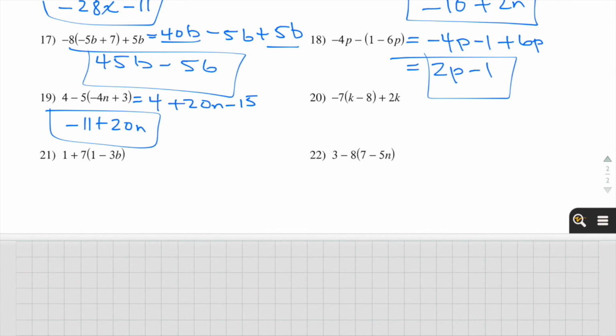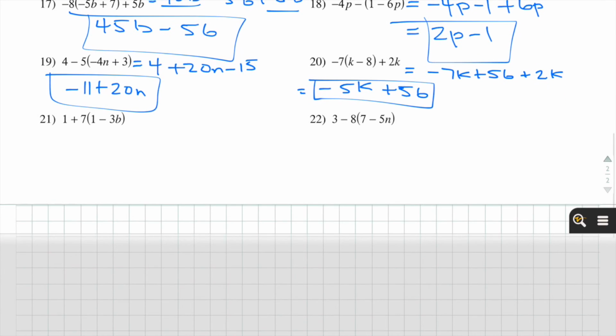Okay, number 20. Negative 7 parentheses k minus 8 plus 2k. So let's go ahead and distribute that negative 7. We end up getting negative 7k plus 56 plus 2k. Negative 7k plus 2k is negative 5k, and then plus 56.